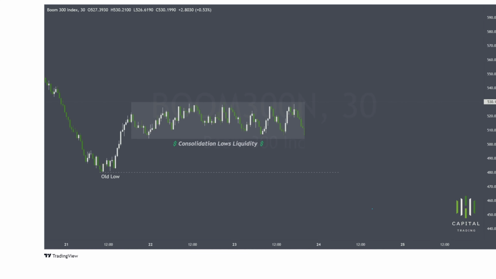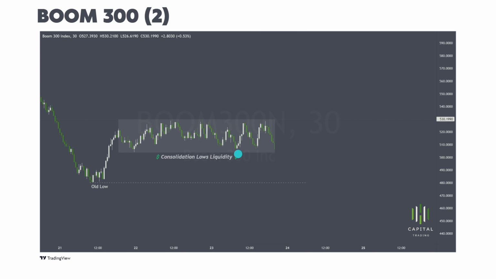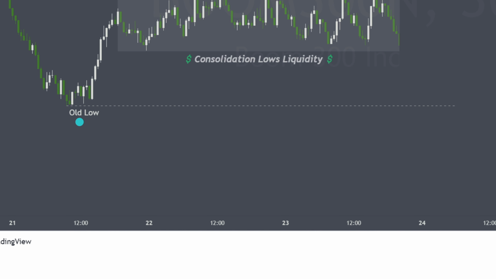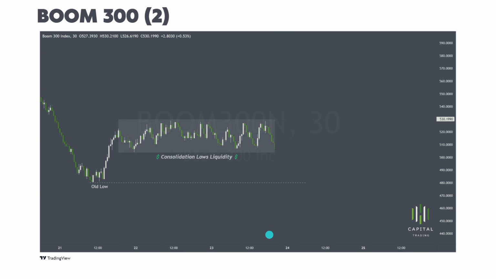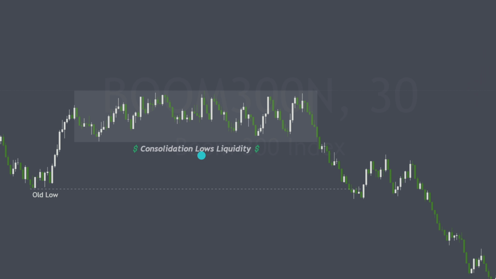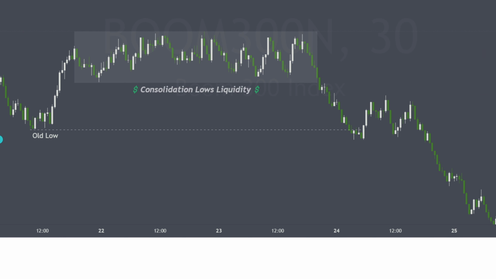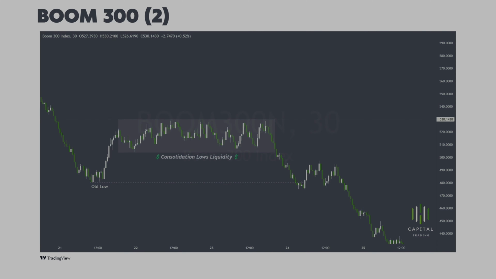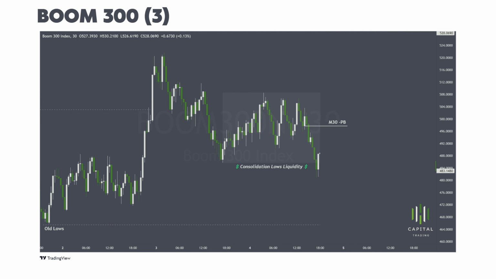So what we wanted to see was if they're going to break this consolidation lows and maybe reach into this old low here, right? So that's what happened here. We had them dropping to the downside and took out this consolidation low liquidity and then reached into this old low also, right? So that's one way of looking at it. Okay, so now let's look at Boom 300, last example.